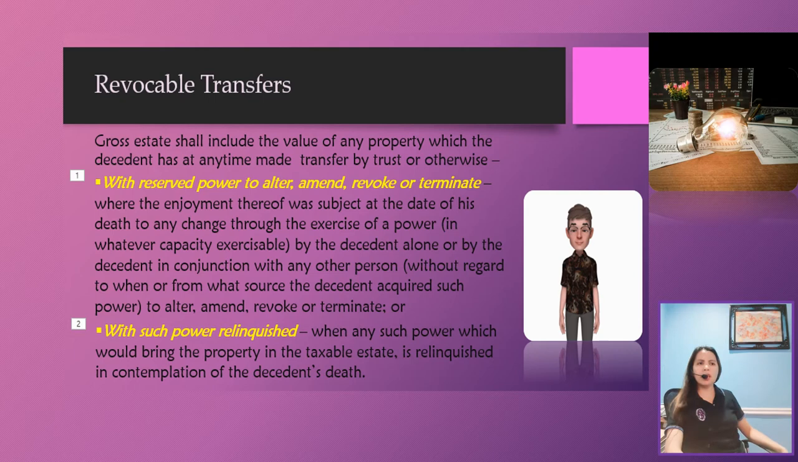Now, gross estate shall include the value of any property which the decedent has at any time made transfer by trust or otherwise. This is with reserved power to alter, amend, revoke, or terminate. Now, where the enjoyment thereof was subject at the date of his death to any change through the exercise of a power, in whatever capacity exercisable by the decedent alone or by the decedent in conjunction with any other person, without regard to when or from what source the decedent acquires such power, you want to alter, amend, revoke, or terminate. Quite complicated, ma'am. With such power relinquished, when any such power which would bring the property in the taxable estate is relinquished in contemplation of the decedent's death.